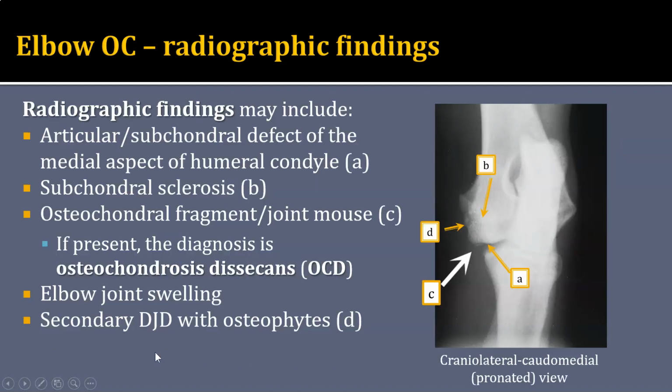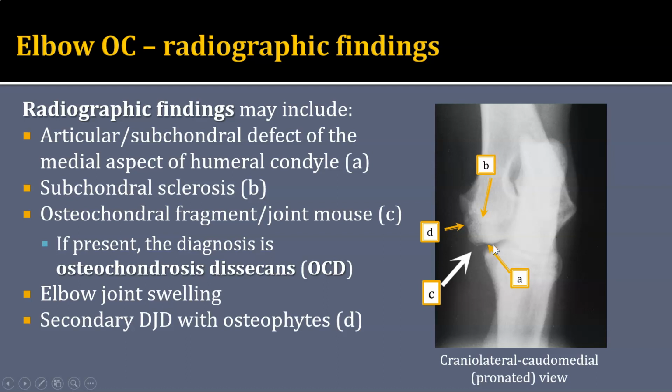Here is a different patient that has a little bit different appearance of the osteochondrosis. Now this is a slightly oblique view, so this is our craniolateral caudomedial view, also called the pronated view, and I'll come back to that in a second. That allows for a little bit better evaluation of the medial aspect of the elbow joint. So this is medial here, and this is lateral over here.